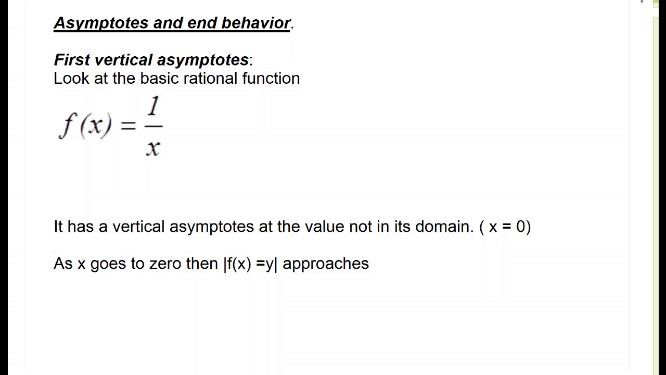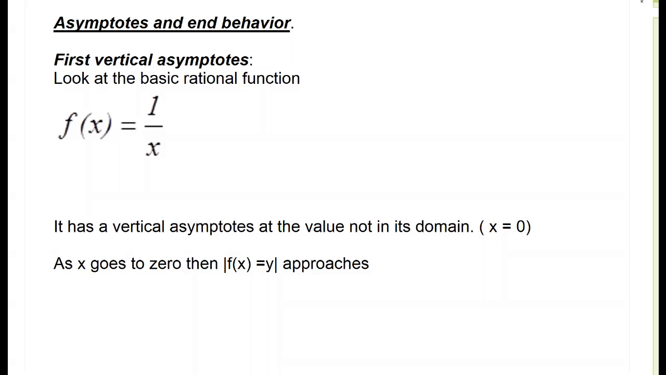We talked about end behavior of polynomials. Polynomials will shoot off to positive or negative infinity depending on whether they're even or odd. With rational functions, the end behavior will approach certain things, and we'll get into that. So, asymptotes and end behavior. There are different types of asymptotes and different types of end behavior, and we'll get into those.